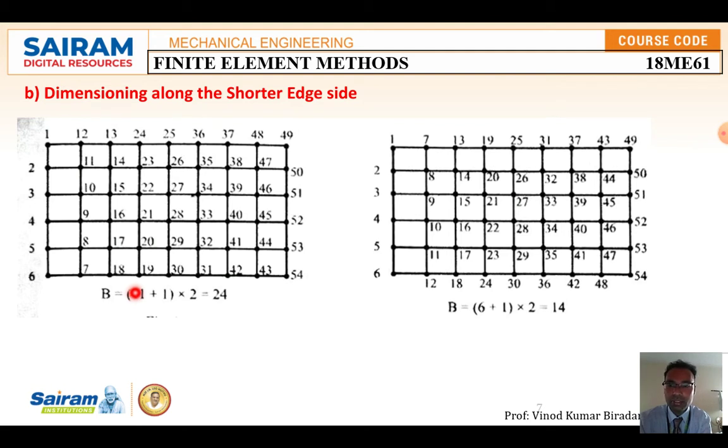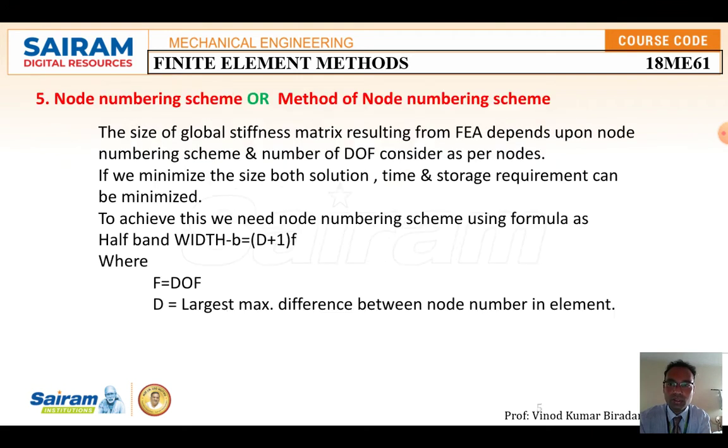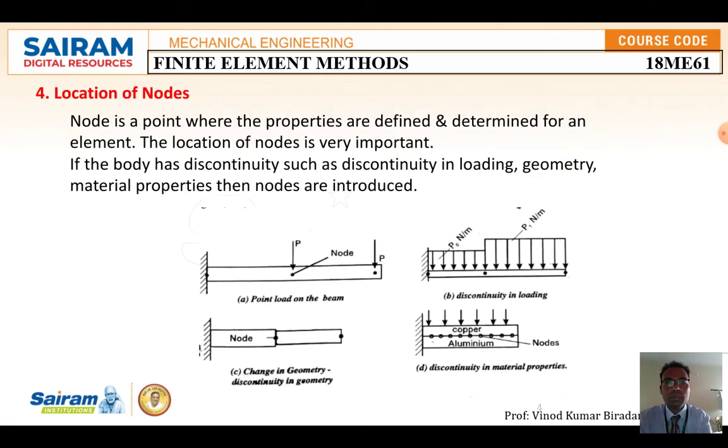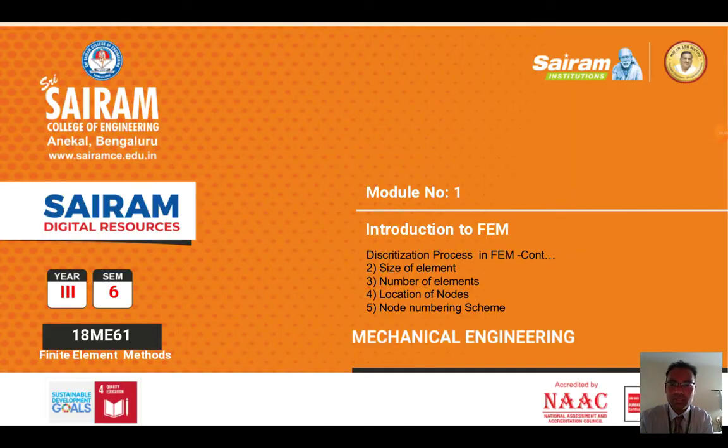Okay, for the shorter edge, B is equal to 11 plus 1. Here we consider the difference along the shorter edge, 1 2 3 4 5 will be there. The maximum here is 54, and 54 minus 43 gives you 11. So B is equal to 11 plus 1 into 2, which is 24. This is the second problem, and the first was the longer edge. Like that you have to calculate the dimension along the shorter edge side for the node numbering scheme.